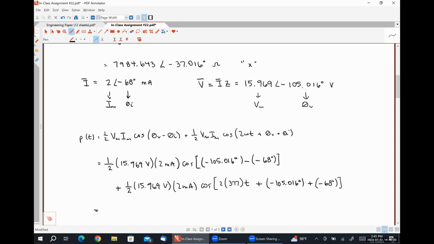So let's throw this first part in my calculator. So 1/2 times 15.969 times 2 times 10 to the minus 3. That gives me 15.969. So I'm going to hold on to that because that's this first bit right here. Multiply that by cosine of negative 105.016 minus negative 68. Missed a negative sign there.